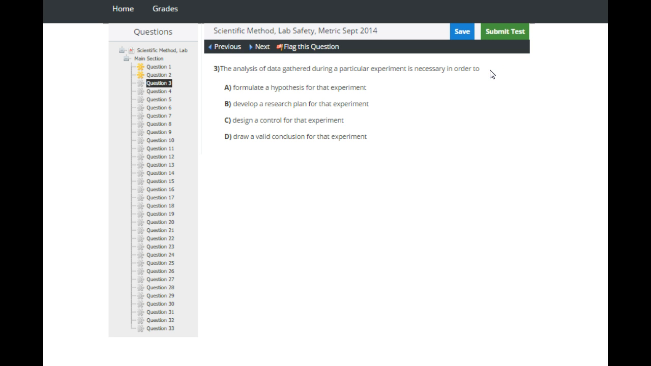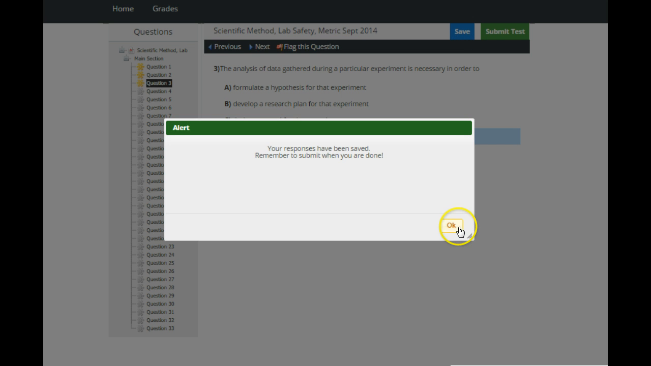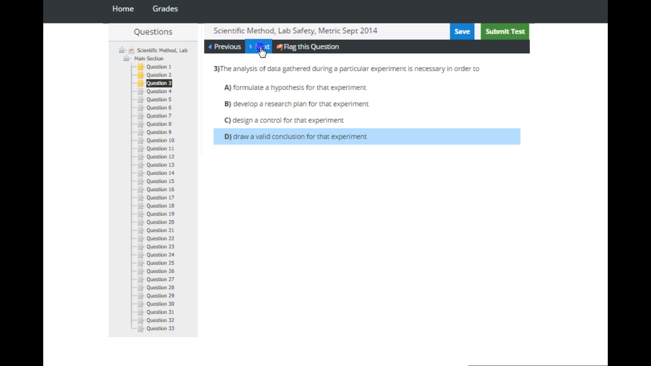A, formulate a hypothesis? No, that was done way back in step 3. Develop a research plan. We've already had the plan and done that. We've already performed the experiment. That's why we have data. Design a control for the experiment. We had to do that way back before we even set out to do the whole procedure, because you had to know what you were doing. So it must be D, draw a valid conclusion. So it's really just common sense, knowing the steps of the scientific method and what would come after that. Now I hit save. Go on to the next one.